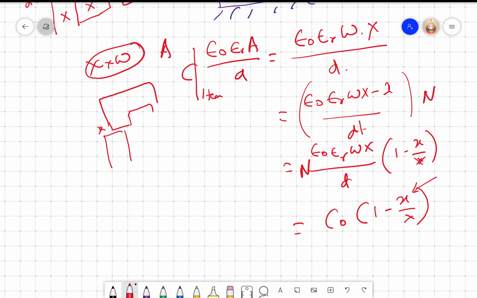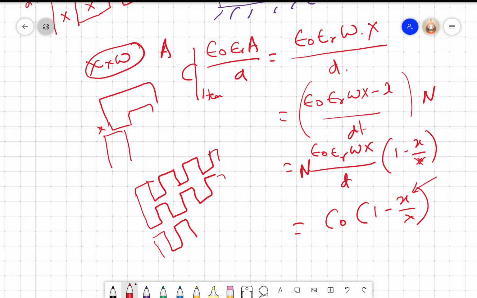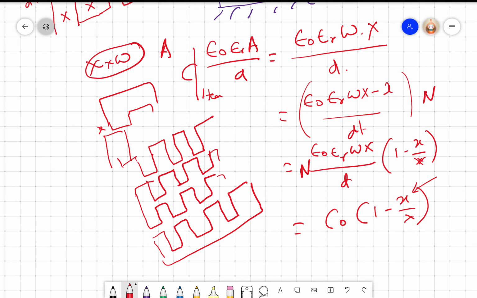varying, right? So sometimes what we do is we put the centerpiece like this, and we put one piece here, and we put another piece here which is displaced by capital X, right? Something like this. So if I move this in and out, this capacitor will decrease.